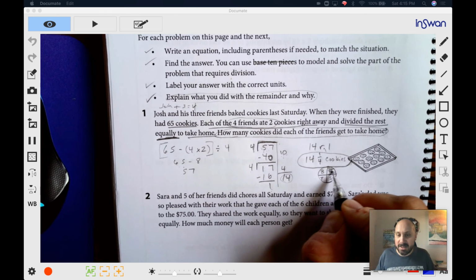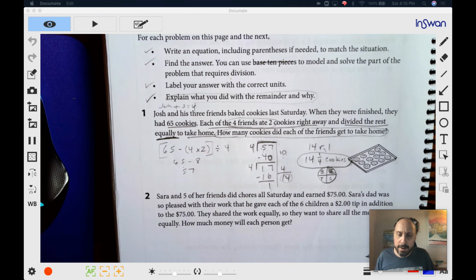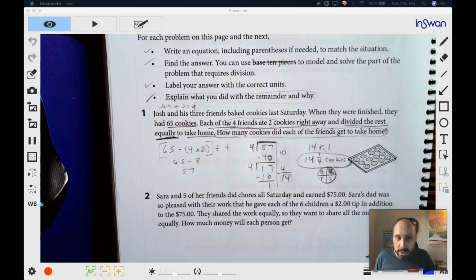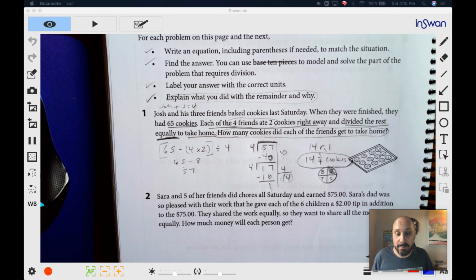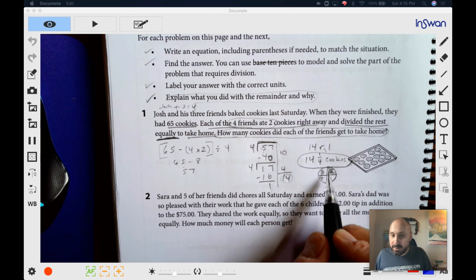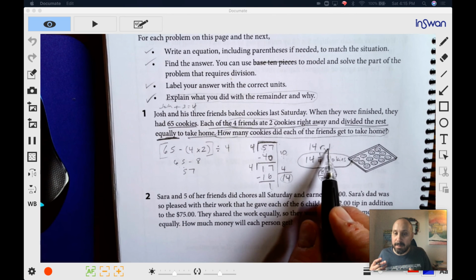Now, some kids say, Mr. Mack, just throw that cookie away or give it to my dog. Yeah, you can do that too. Then each friend would only get 14 cookies, and that remaining cookie would go to the dog or to Josh's dad. That's what I would like. But this is just to show you that we have to account for those remainders. Just because there's a remainder, we have to be able to account for it.